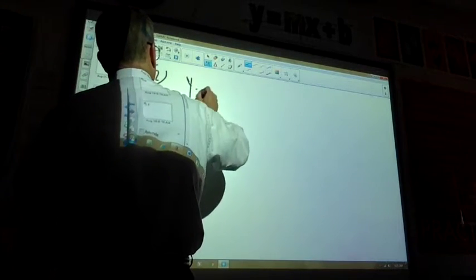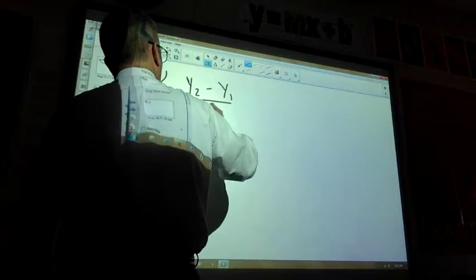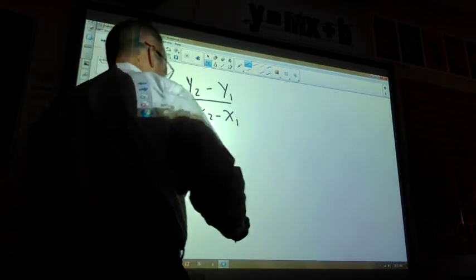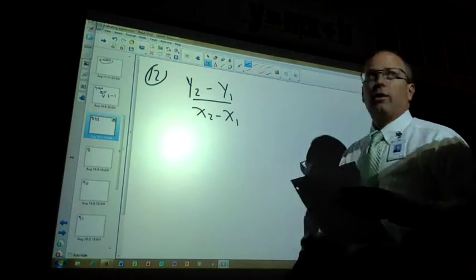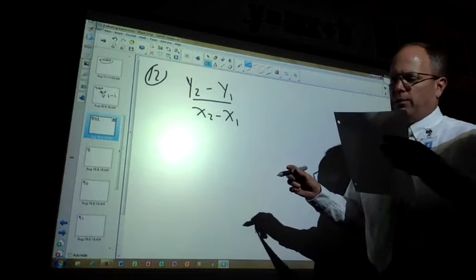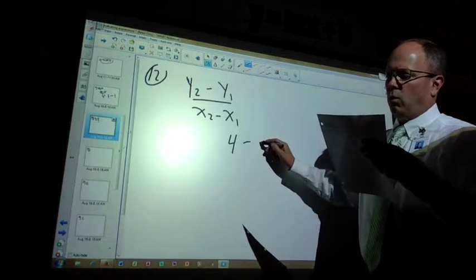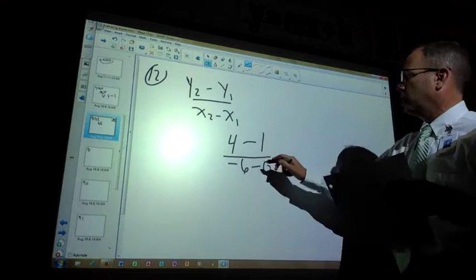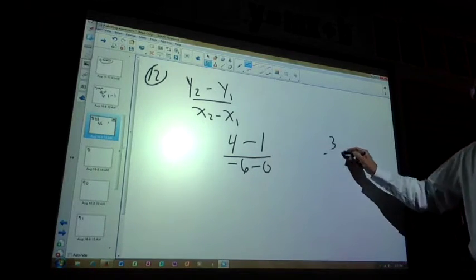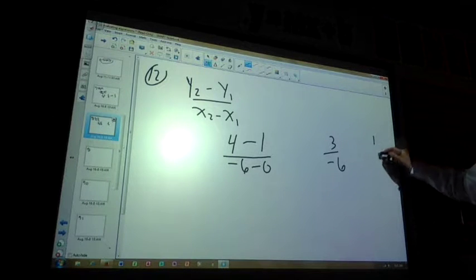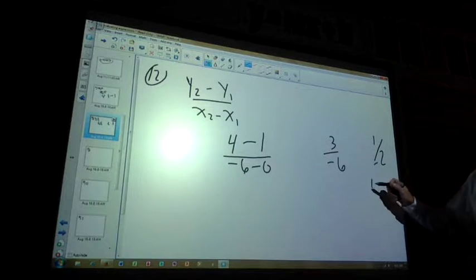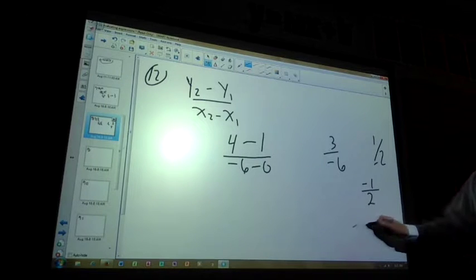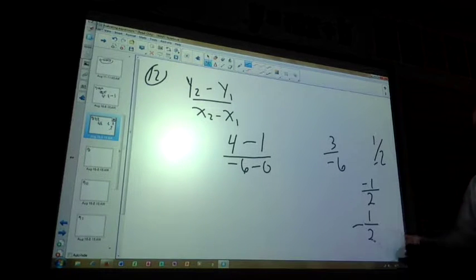Alright, so we have (y2 minus y1) over (x2 minus x1). This is actually an equation you're going to use a lot. It's to find the slope of a line, but we'll get there. So y2 is 4, y1 is 1, x2 is negative 6, x1 is 0. So that comes to 3 over negative 6, which is negative 1/2. I could have the negative on bottom, I could have the negative on top, or I could do like math books do and put it right in between. All three of those answers mean the exact same thing. Okay, it's your choice how you want to list it.